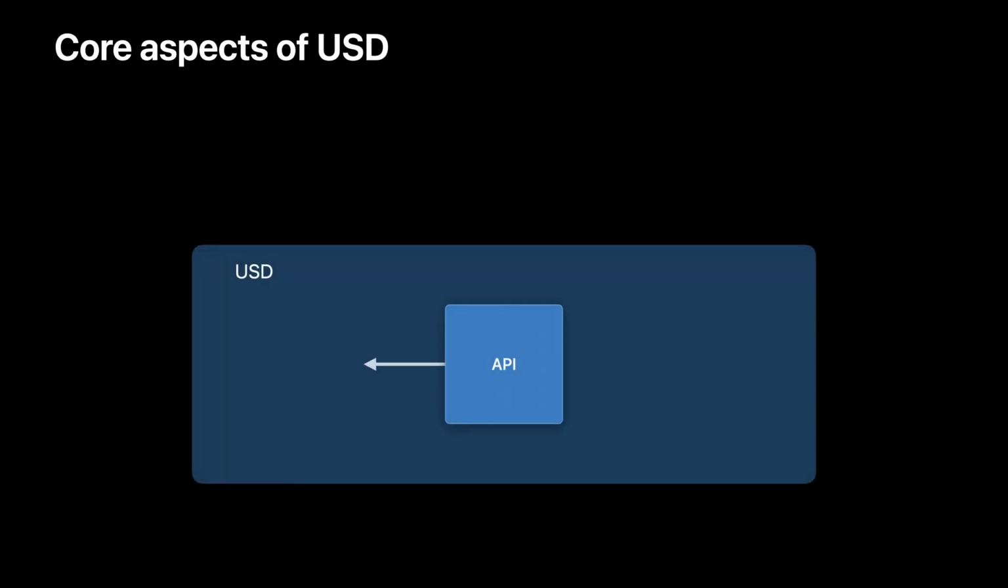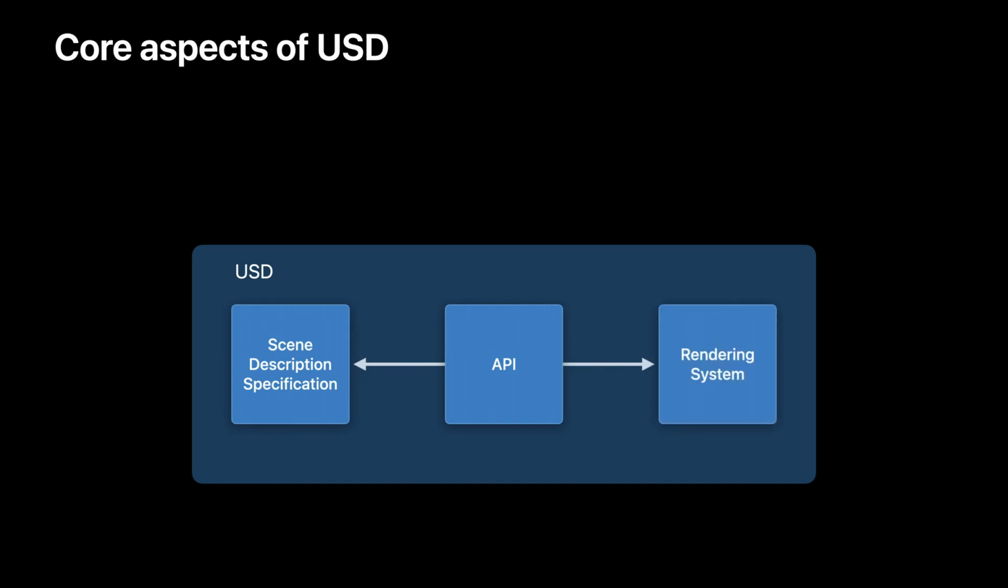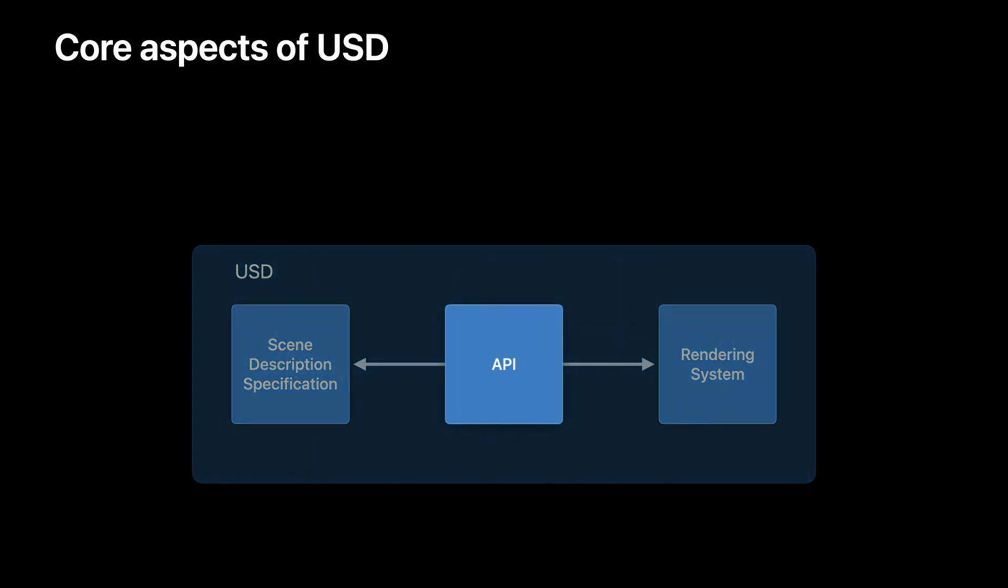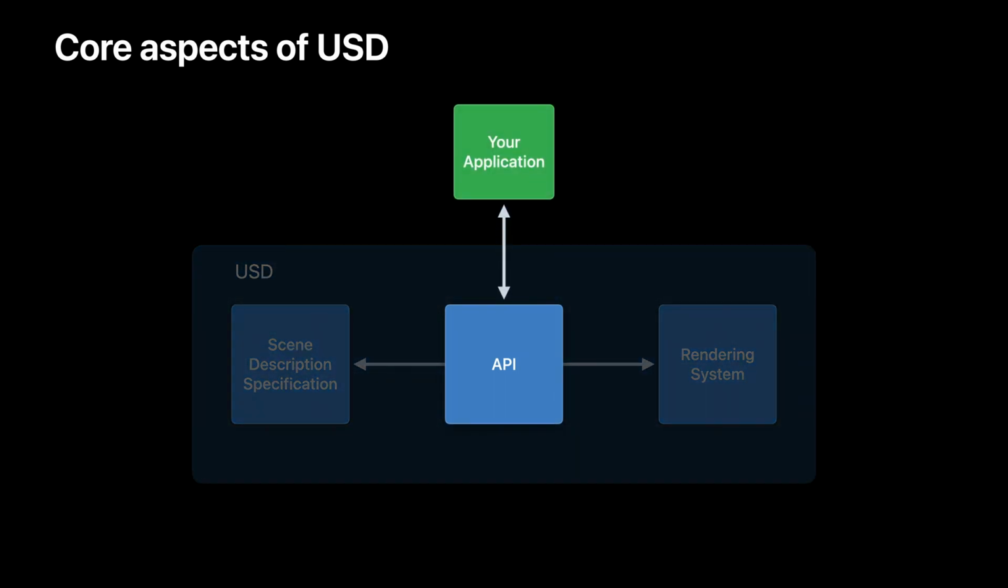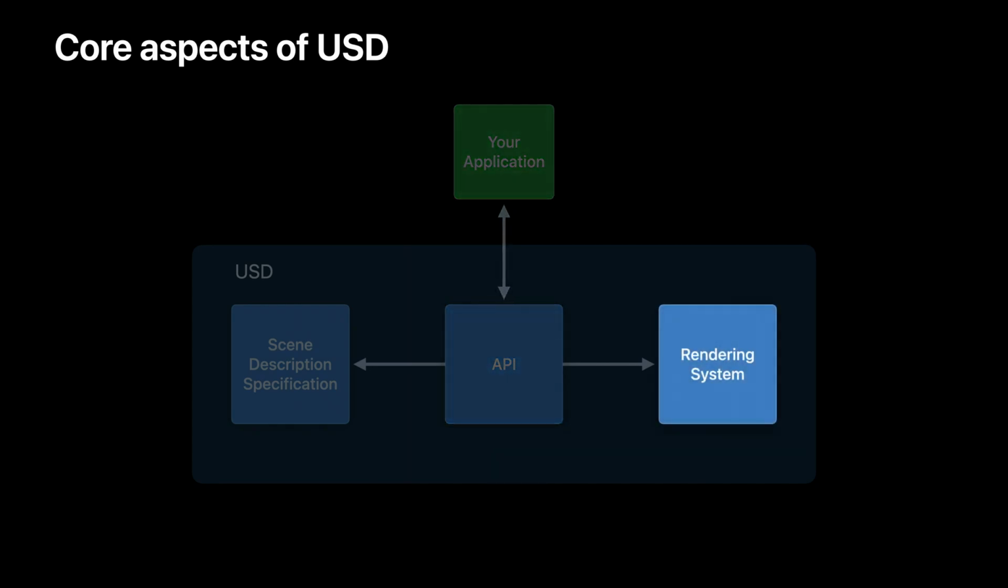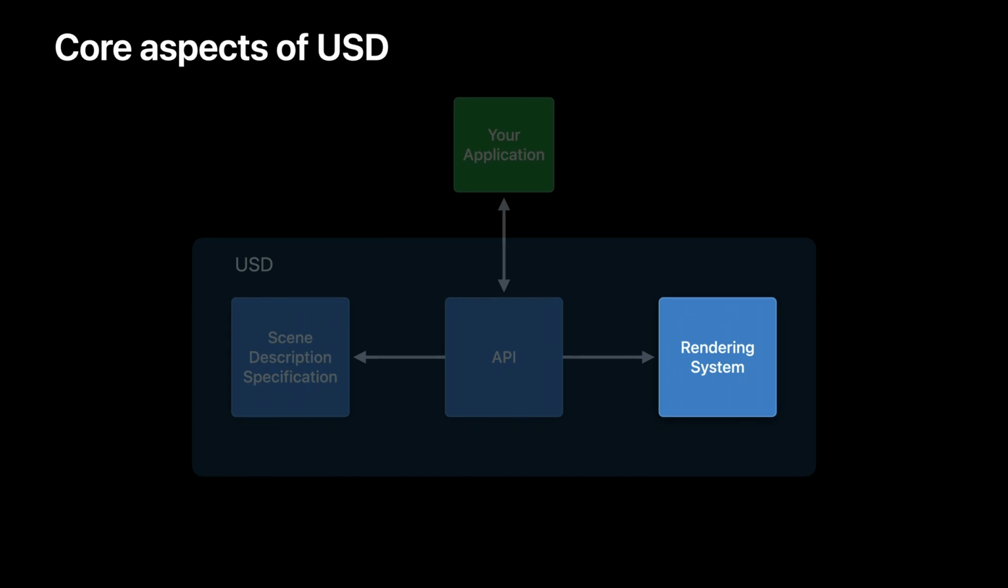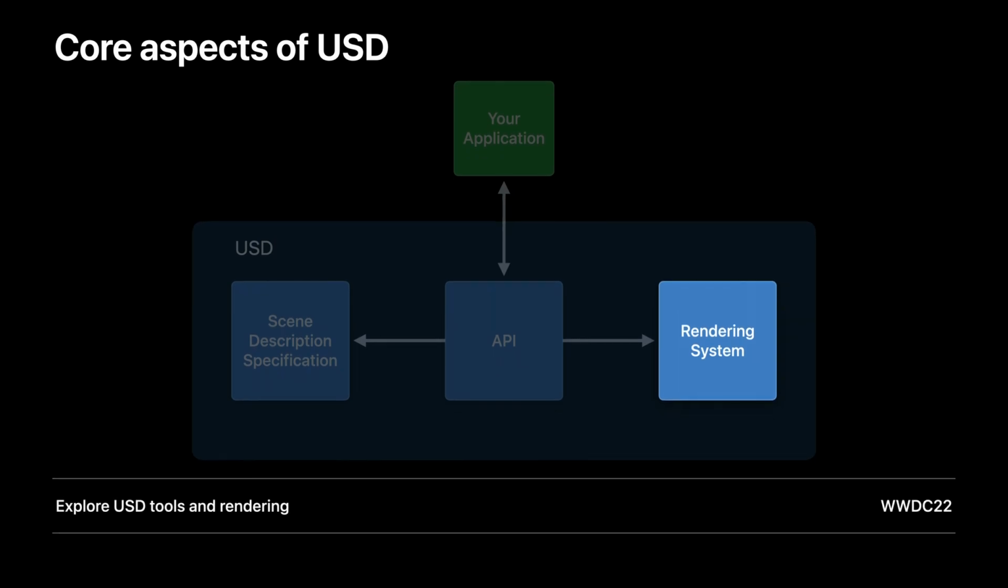There are three core aspects to USD: the scene description specification, the API, and the rendering system. Your application interacts with USD using the API. The rendering system provides support for visualizing the scenes with different renderers. Apple has multiple different rendering systems for USD. Check out the Explore USD Tools and Rendering session to learn more about it.